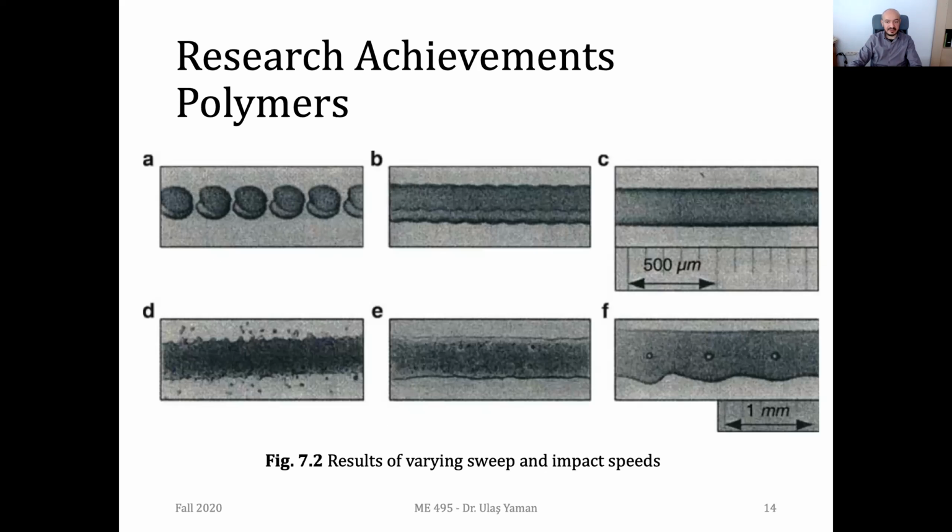Any questions, guys, on this research, how they perform the set of experiments? We have two variables: speed of drops or the frequency of drops, and the other one is the speed of the head on the table.